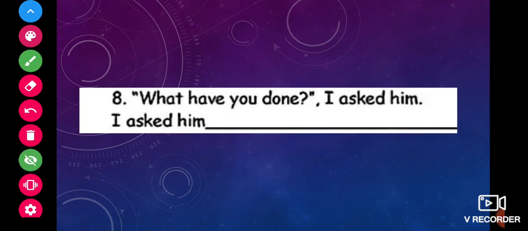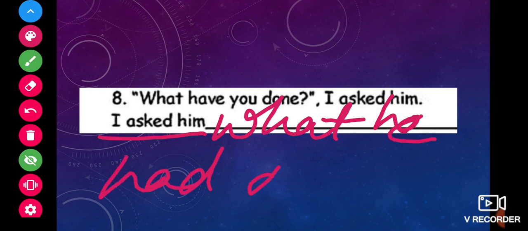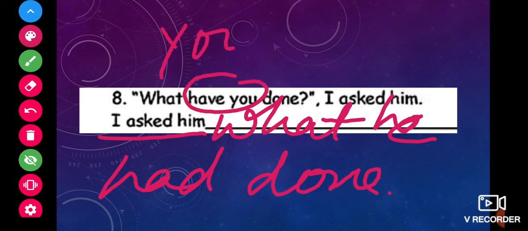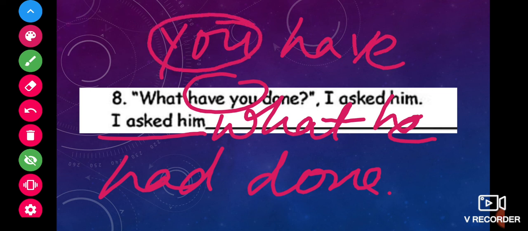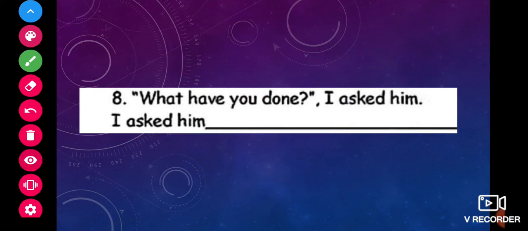Question number 8. What have you done? I asked him. I asked him what he had done. This is the correct answer. Here we have changed have you to you have. You is a pronoun, so instead of you we have written he, and instead of have we have written had, because we had to convert it into past tense. So these are the only changes.